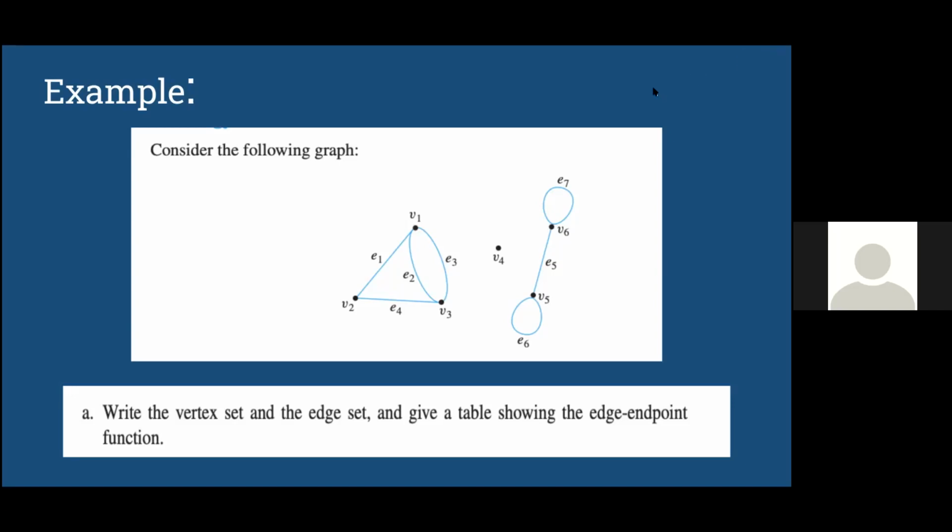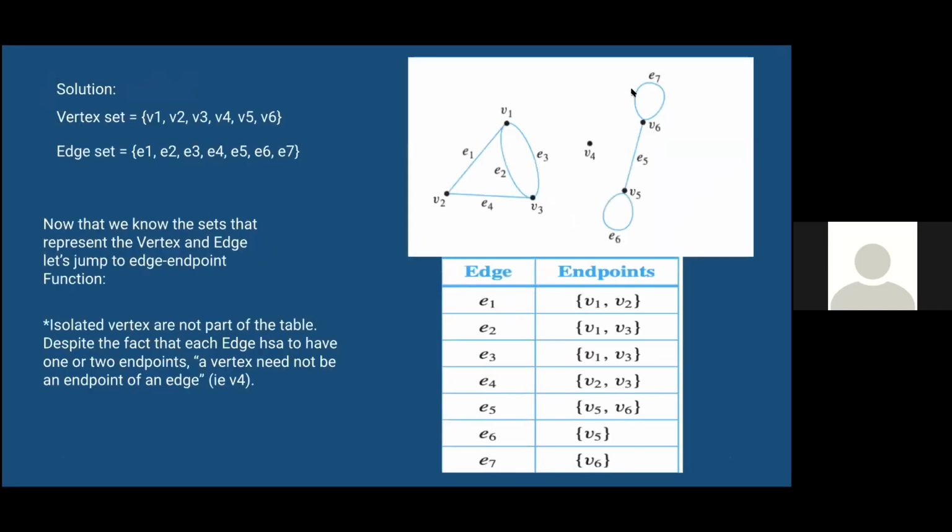Okay, I'm going to go to the solution now. So for the vertex set, it would basically contain V1, V2, V3, V4, V5, and V6. And for the edge set, it would have E1, E2, E3, E4, E5, E6, E7. And then you can see on the bottom right, there is a table for the edge endpoint function, and it should look something similar to this, your answer.